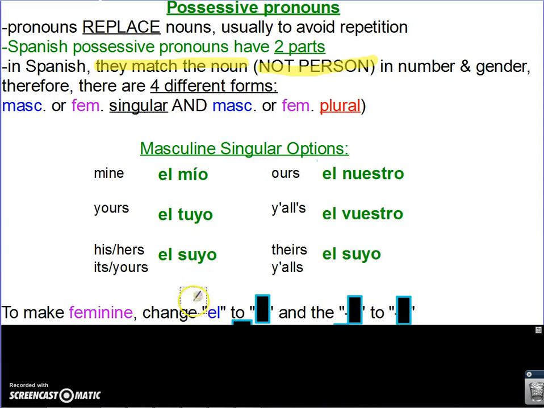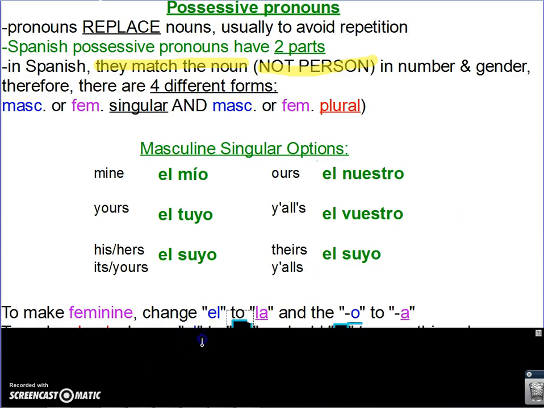So you guys know that I would want to change el to la and change the o that these end in to a. So if I want to say it's mine, referring to a table or a folder, I would say la mía. I'd have to make it match.